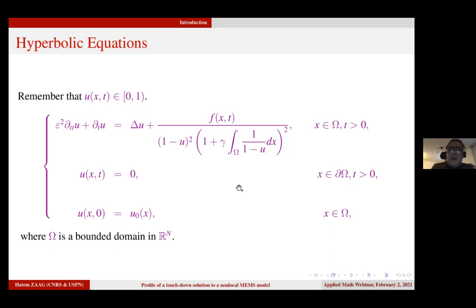But in fact, going back to this slide, I figure out that I forgot something extremely important for me. Here in this term, I have a non-local term. Here we have the integral over omega of 1 over 1 minus u, which means when u goes to 1, which means that the membrane goes to the rigid plate, this term at least under the integral sign will go to infinity. But we don't know if the integral will go or not to infinity, but anyway, this is a non-local PDE, and this is in fact the difficulty of the situation.